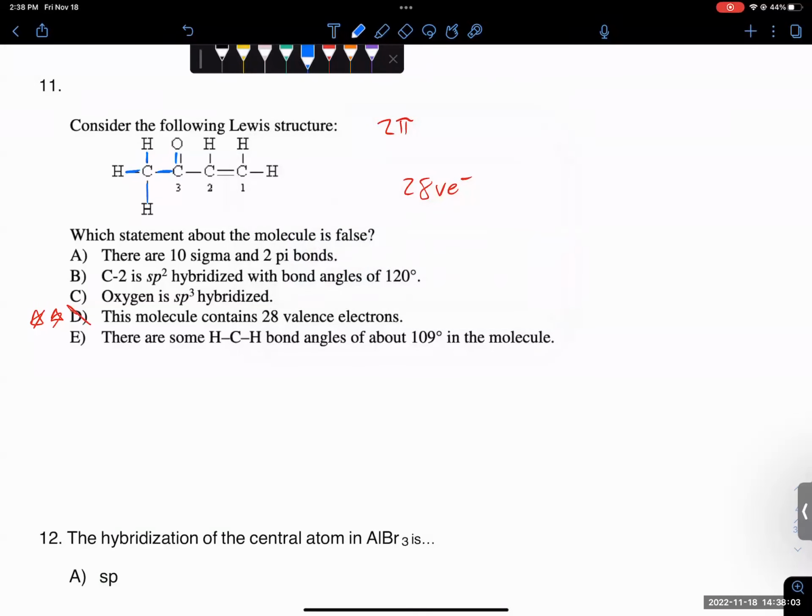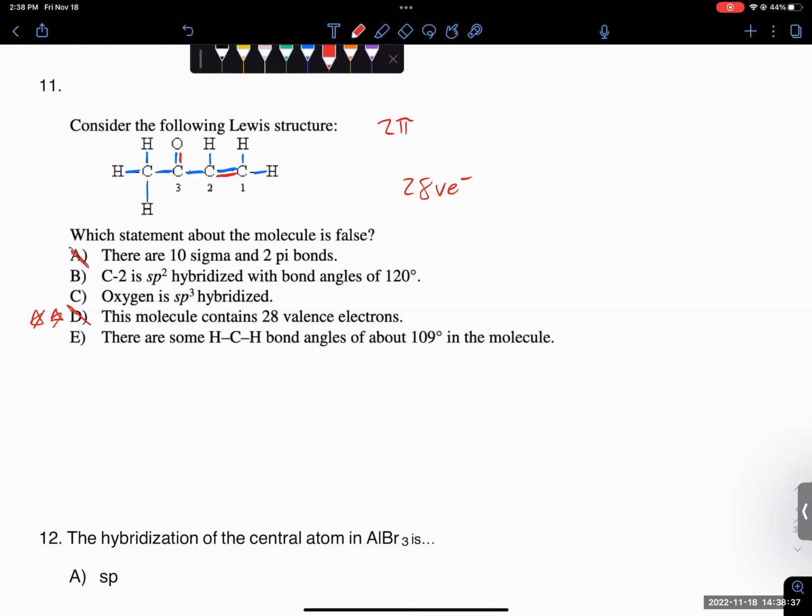So we have a pi bond right here with the oxygen and carbon, and we have a sigma bond there, another one there. And we have a pi bond right here and another sigma bond, 2 more there. So 1, 2, 3, 4, 5, 6, 7, 8, 9, 10. So 10 sigma and 2 pi bonds is what we count. And it's asking for which one is false, so A is true. Does anyone else get a different answer choice?